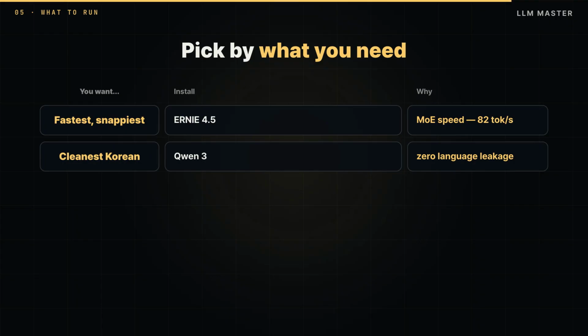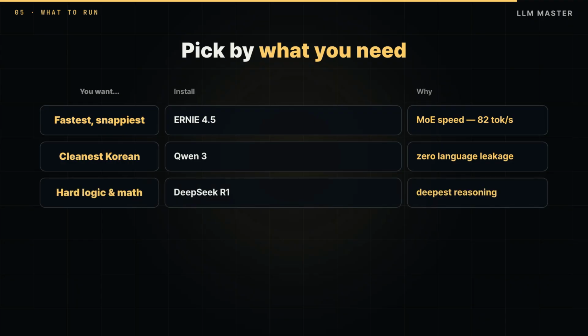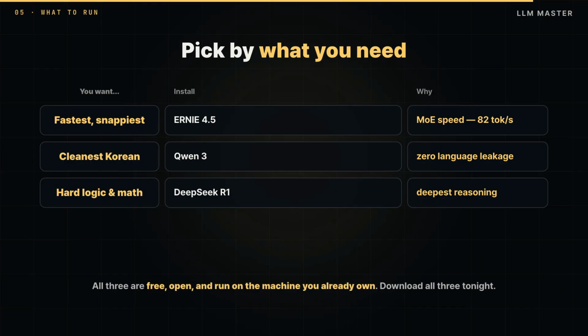If you mostly work in Korean and want the cleanest, most reliable output, Qwen 3 is your pick. And if you throw hard logic and math problems at it, DeepSeek's reasoning is worth the extra verbosity. The best part? They're all free, all open, and all run on the machine you already own. You can download all 3 tonight and decide for yourself, which is exactly what I'd recommend.